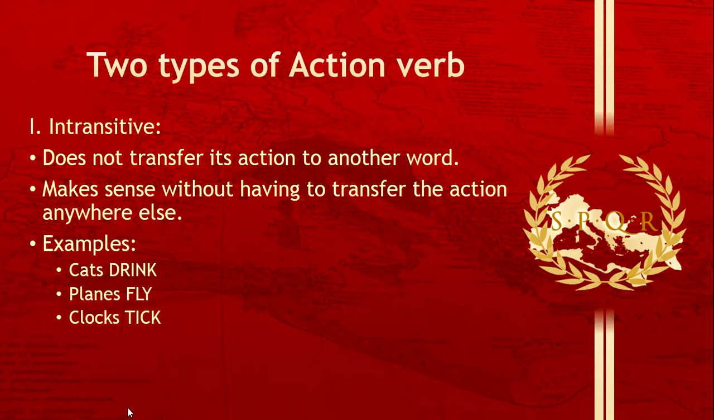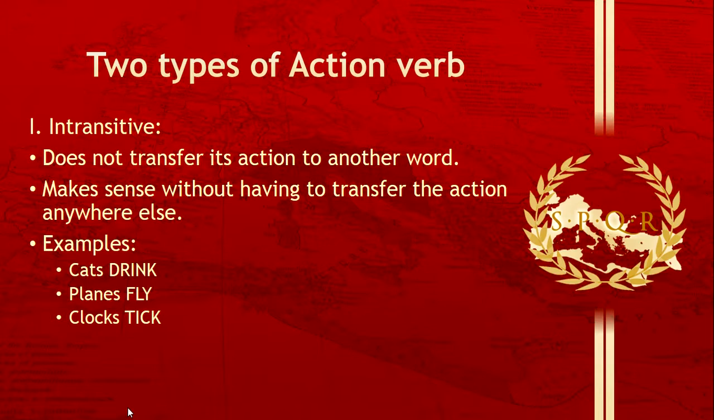Now, today I want to concentrate on action verbs because I want to move into the idea of the direct object. There are two types of action verbs. The intransitive verb, coming from the Latin word transit meaning move, an intransitive verb is a verb that does not move the sentence on to another word. As I say here, an intransitive verb does not transfer its action to another word. It makes sense without having to transfer the action anywhere else.